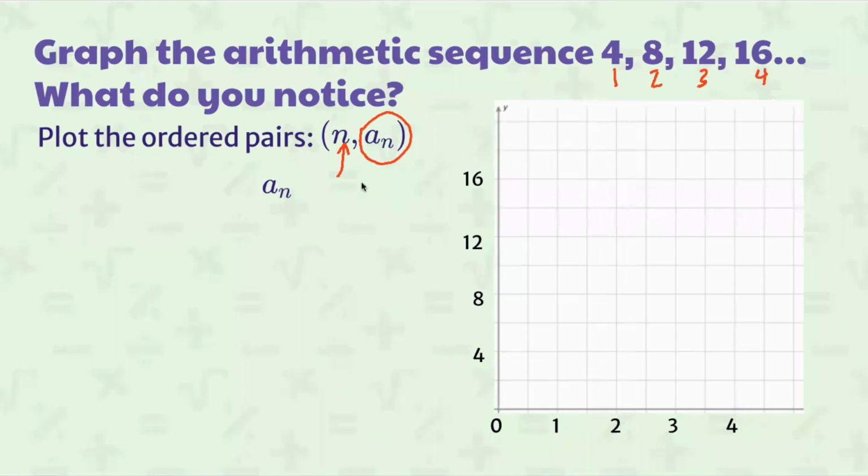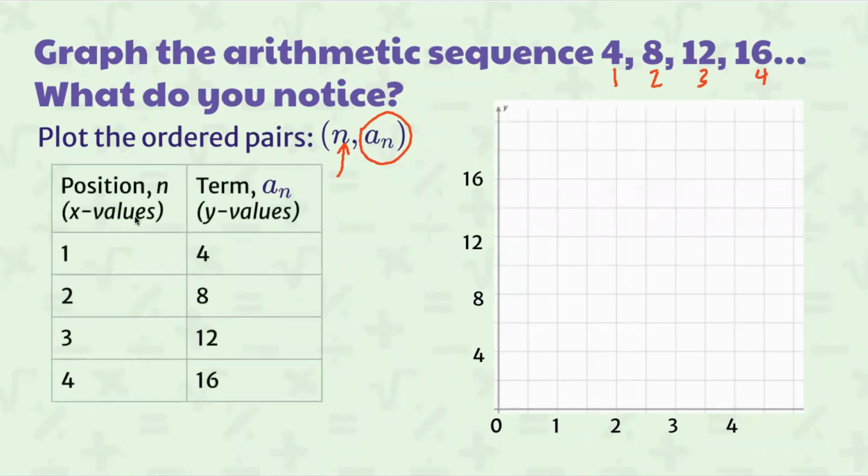And so if we were to organize our ordered pairs in a table, your position n is going to be like your x values, 1, 2, 3, and 4. And then your term, a sub n, is going to be your corresponding y value. And so if we were to plot these ordered pairs on a coordinate plane, let's go ahead and see what happens.